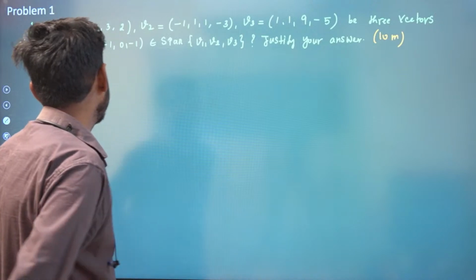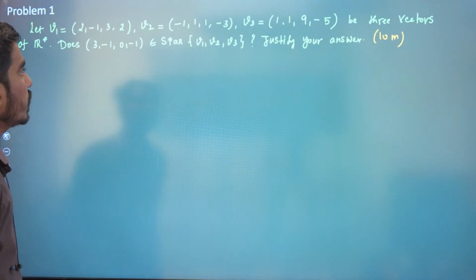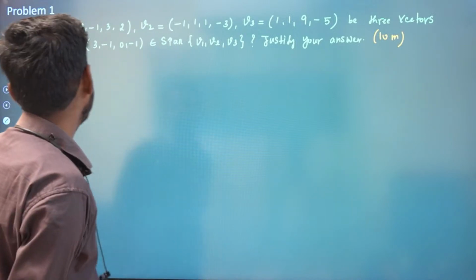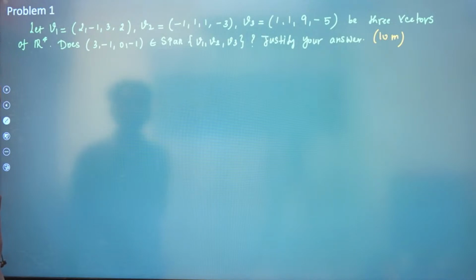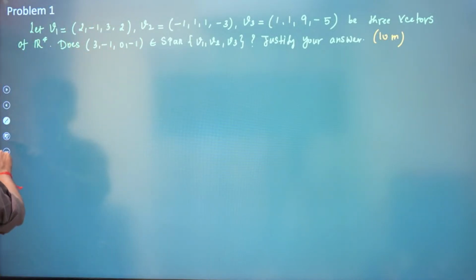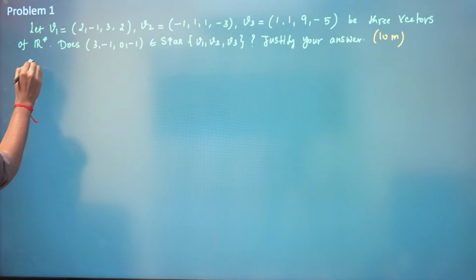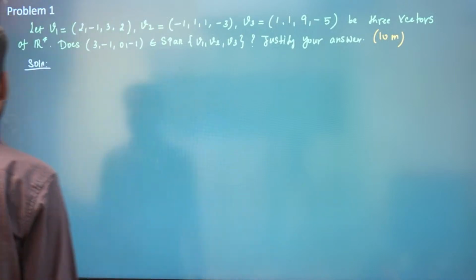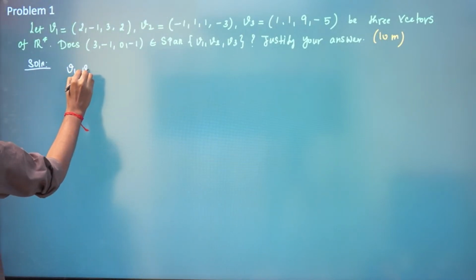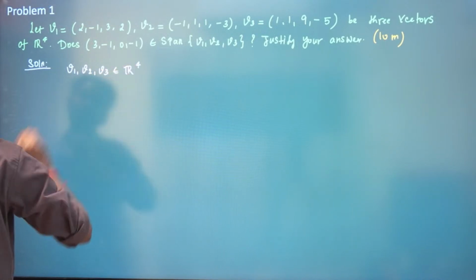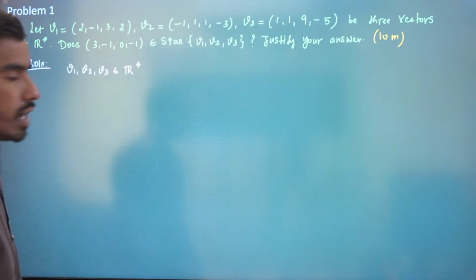Let v1 is equal to (2, -1, 3, 2), v2 is equal to (-1, 1, 1, -3), v3 is equal to (1, 1, 9, -5), three vectors of R4. Is this vector (3, -1, 0, -1) in the span of these three vectors? Justify your answer. That is what they are asking. So in the solution, we have three vectors v1, v2, v3, and they belong to R4.